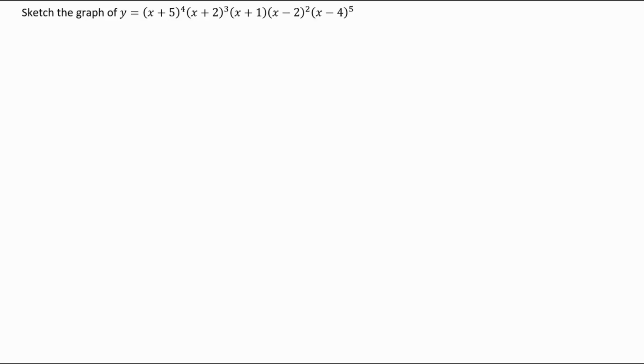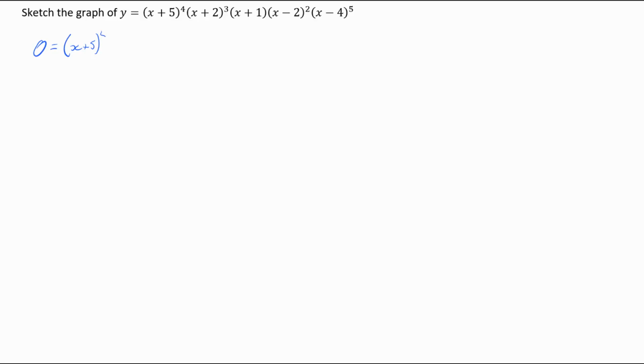It sounds a little wild, but because this polynomial is already in factorized form, it's actually really, really easy. All we have to do is use all the skills that we have to find the x and y intercepts, and the rest comes really naturally. So we're going to have a look first at the x-intercepts. If you made y equals 0, you'd have 0 equals all of the factors, right?